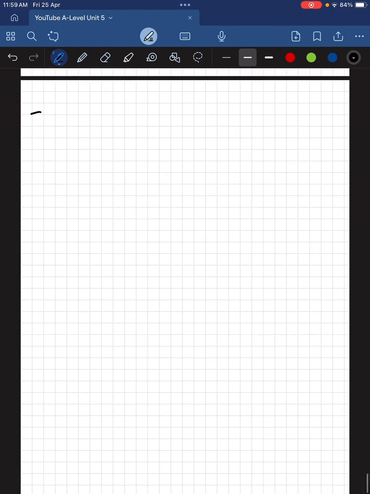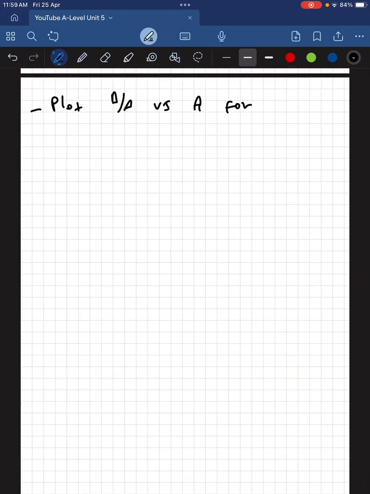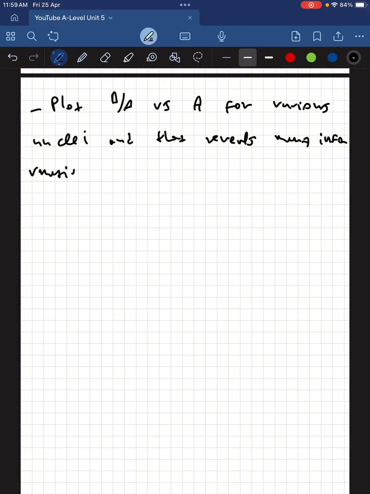We can actually plot the binding energy per nucleon as a function of A for various nuclei, and that reveals a lot of information about nuclei.